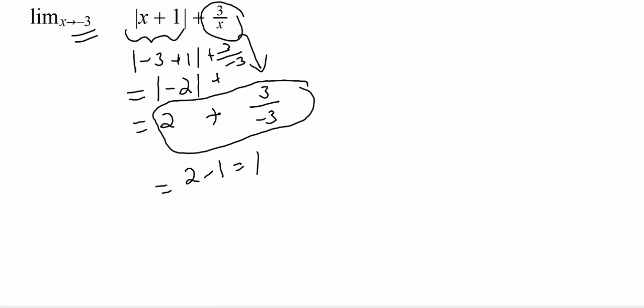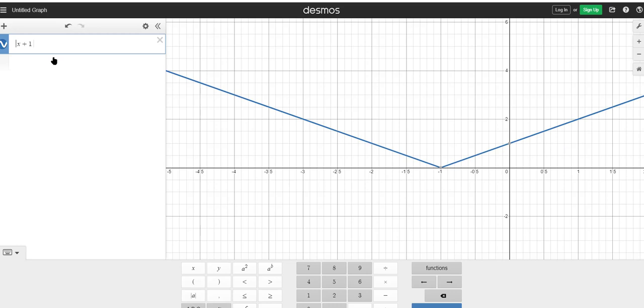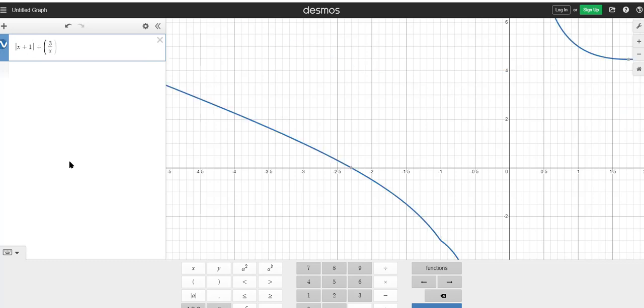And if we want, we can just go ahead and verify it graphically. So we are going to graphically verify our answer. I'm just going to type in this absolute value of x minus 1 plus 3 over x, and you can see right here that at -3 we got the limit as 1.